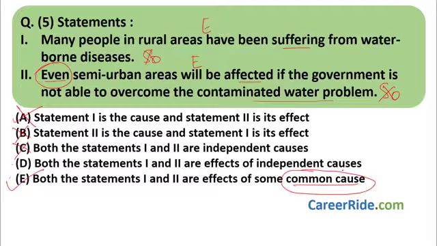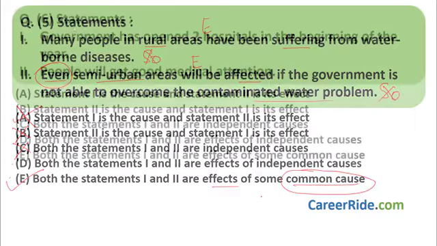There are not two different independent causes. The locations might be different, rural and semi-urban areas, but the problem is the same. Waterborne diseases and contaminated water problem. So there is some common cause and both of them are effects of that. So answer is E. Moving to question number 6.